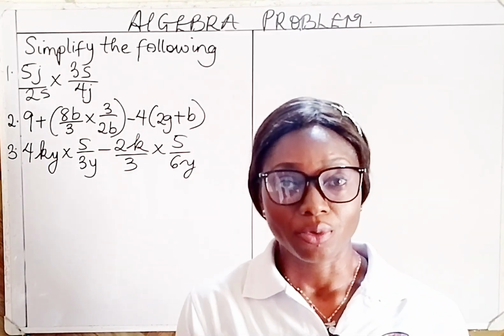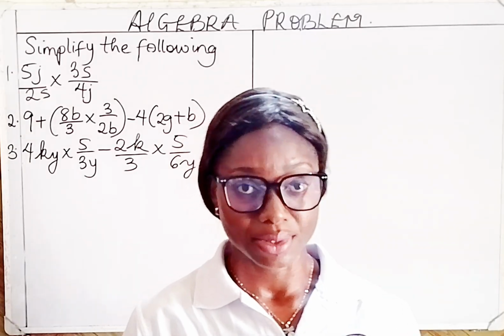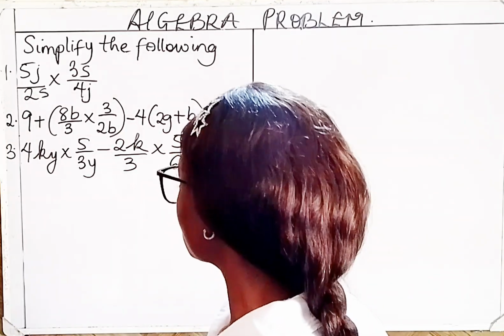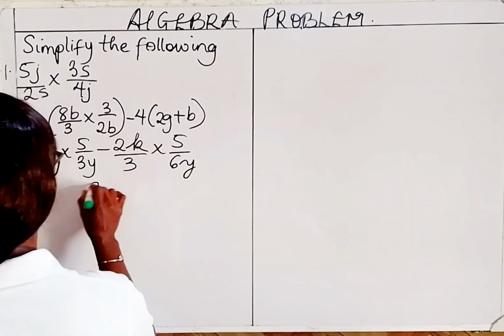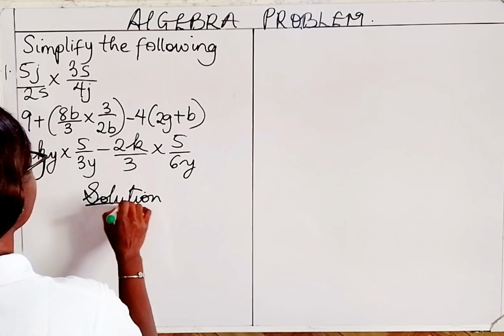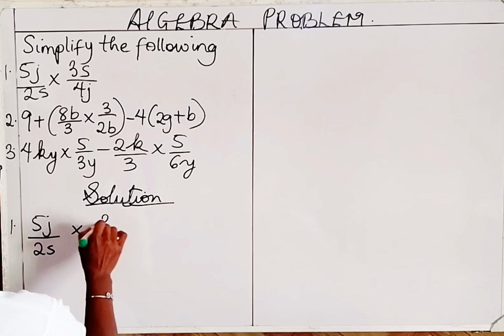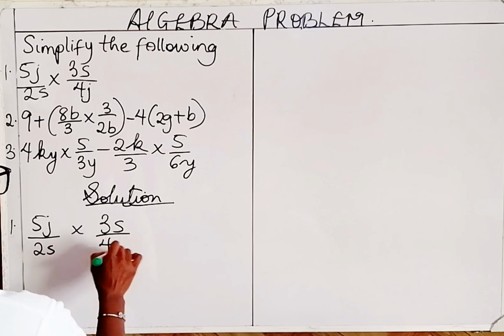So we're going to be having more problems on algebra with using simple steps. Okay, now the first question says 5j over 2s times 3s over 4j.